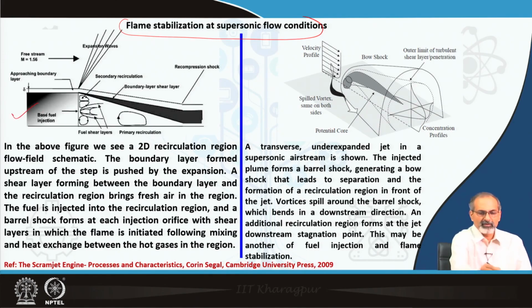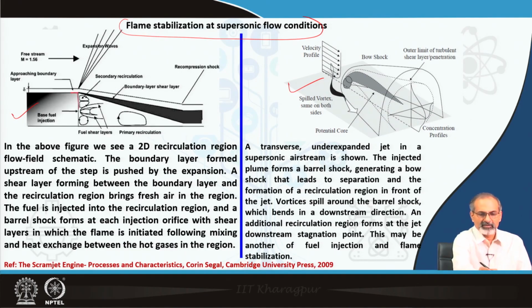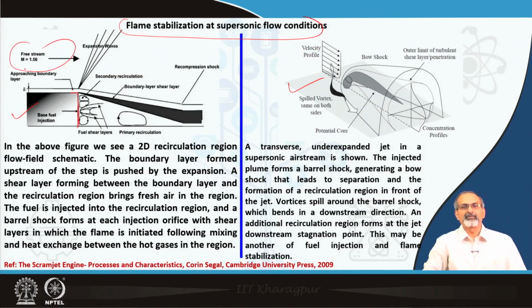So, this is one possible configuration, while this is another, schematically represented, of course. In the left hand configuration, you see that there is some kind of a step-like structure over here. This is the base region of that step, and you have a supersonic free stream approaching from left towards the right. So, there is a 2D recirculation region which is formed, which is shown over here. The boundary layer formed upstream of the step is pushed by the expansion. This is the expansion wave which is formed at the lip.